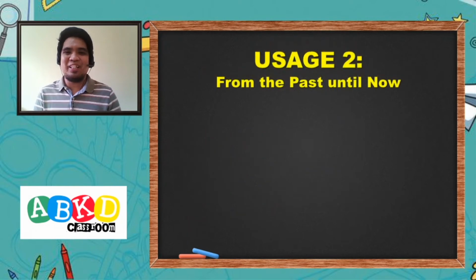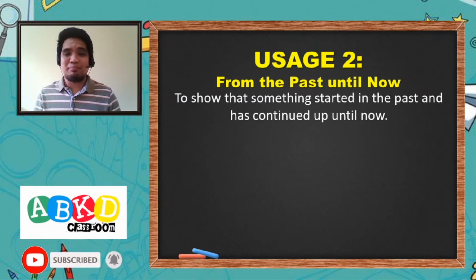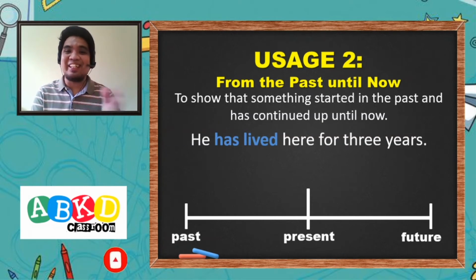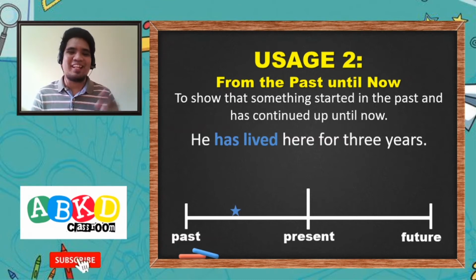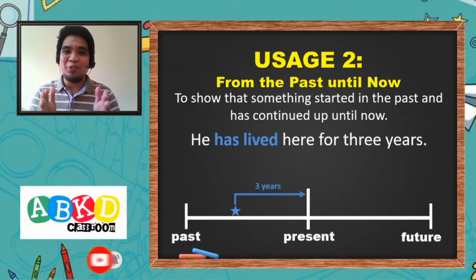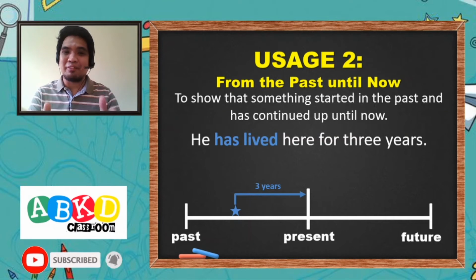So let's have the usage number two, from the past until now. We're going to use present perfect to show that something started in the past and has continued up until now. Let's use this timeline. For example, he has lived here for 3 years. So what is the idea of the sentence? It means that the action started 3 years ago. So bibilang tayo. 3 years ago. And up until now, you are still living there. That's why ginamit natin sa present perfect.